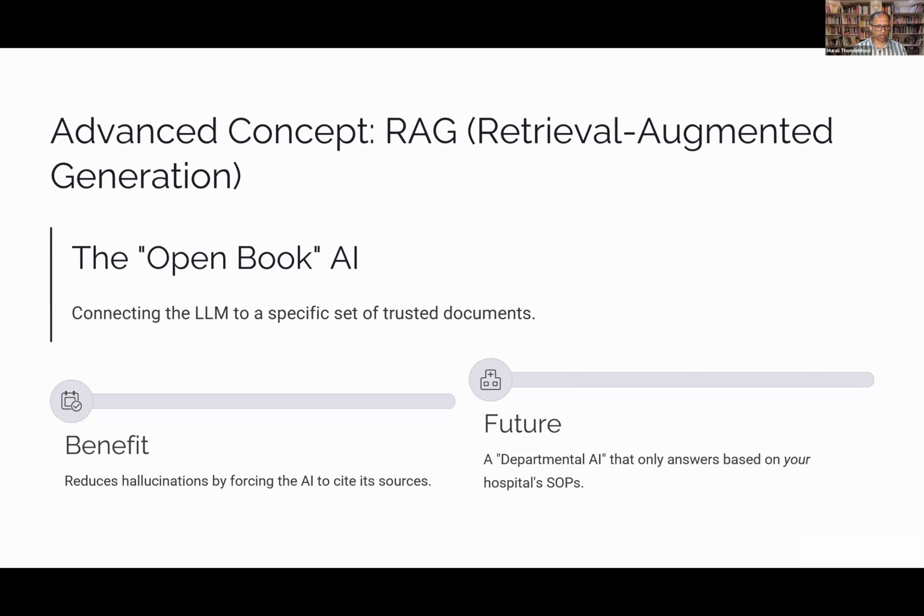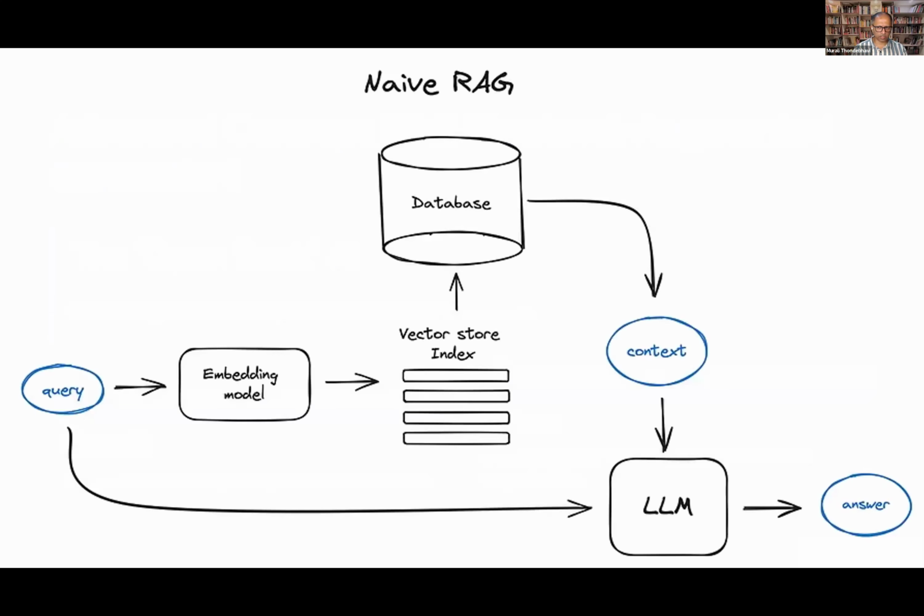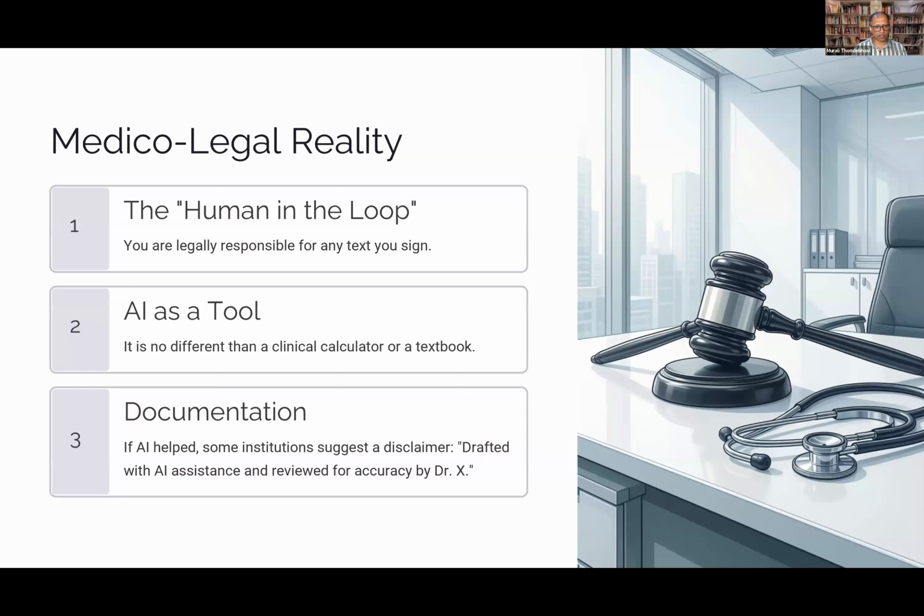And if you have a huge department, you can train it on the hospital SOPs and everything. So it will give you what you are supposed to do in that specific department, not what is done in, say, the UK or Australia. So this is how it works. You have a database and it is trained on that and it gives you the answer. So this is what RAG is. I'll give you an example of how RAG works. And the medico-legal reality is you have to have the human in the loop, okay?